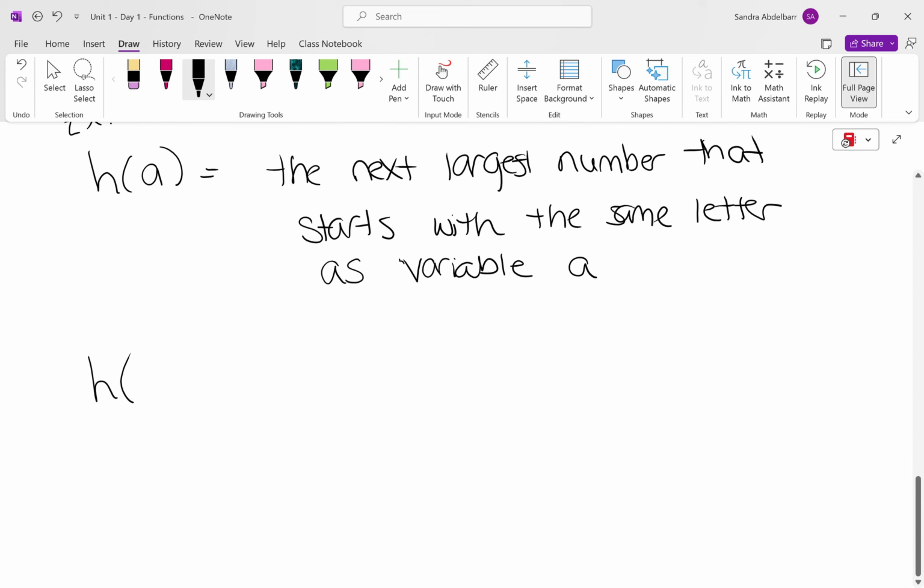So now let's put an input for a. So let's say I have h of 2. Based on my function machine, they're saying, okay, choose the next largest number that has the same first letter as 2. Well, what's the first letter in 2? T. So what's the next largest number that has the letter T as its first letter? 3. So h of 2 is 3. What about h of 8? 8 starts with an E. So the next largest number that comes is 11. You got it.